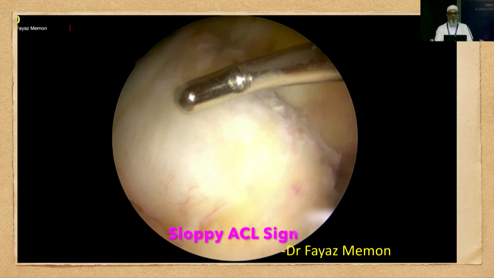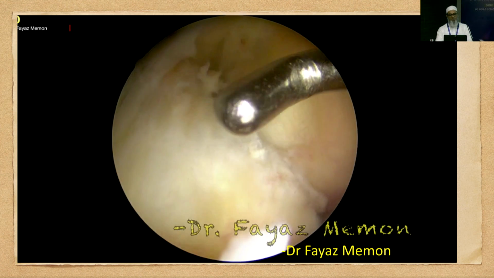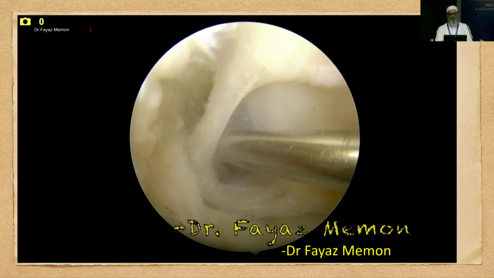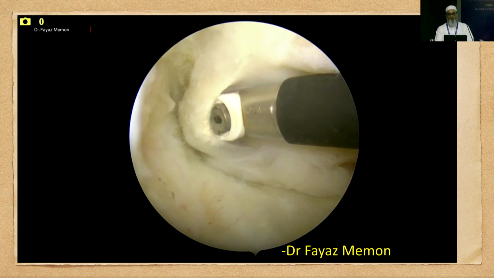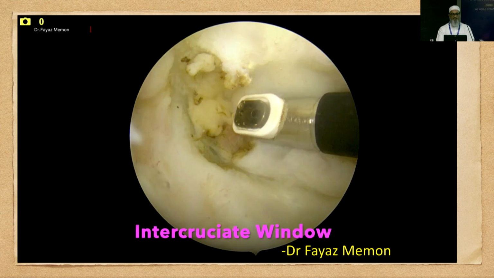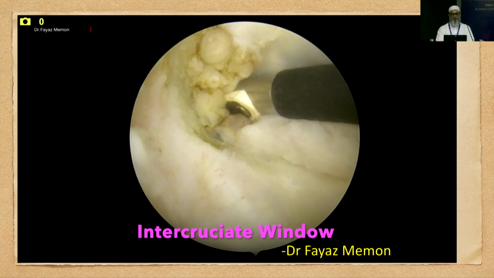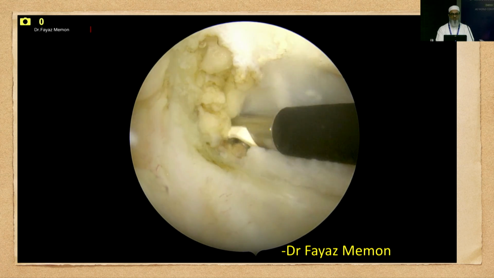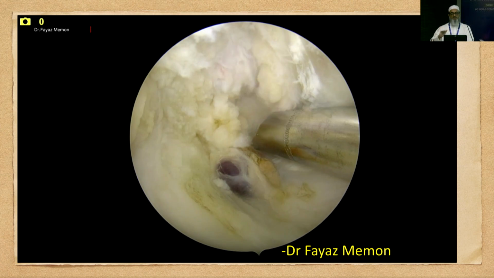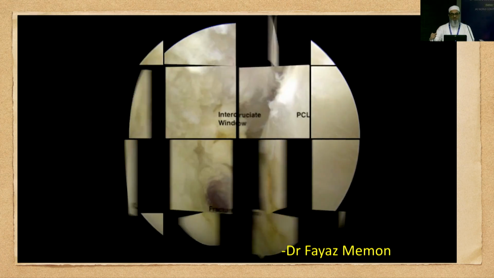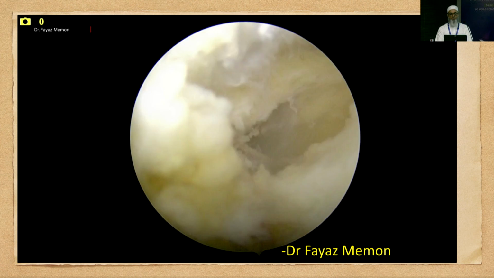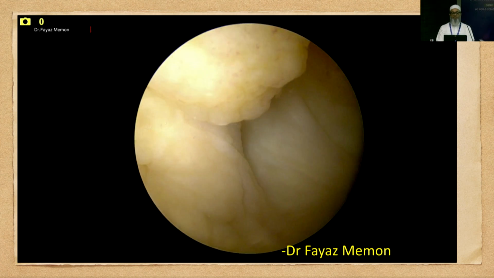Once you find intraoperatively that the sloppy ACL sign is positive, the first thing that you do is clean the intercruciate window. You create this window by cleaning the synovial tissue in between the PCL and the ACL. Be careful, do not go too much posteriorly because you do not have too much space between the neurovascular bundle. Keep your instruments at the level of the posterior margin of the PCL and create this intercruciate window. Pass your scope through the intercruciate window and visualize the posteromedial capsule.